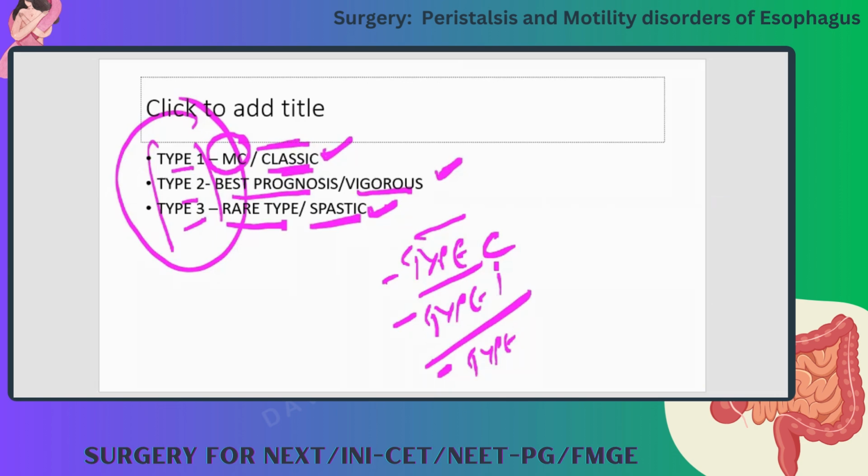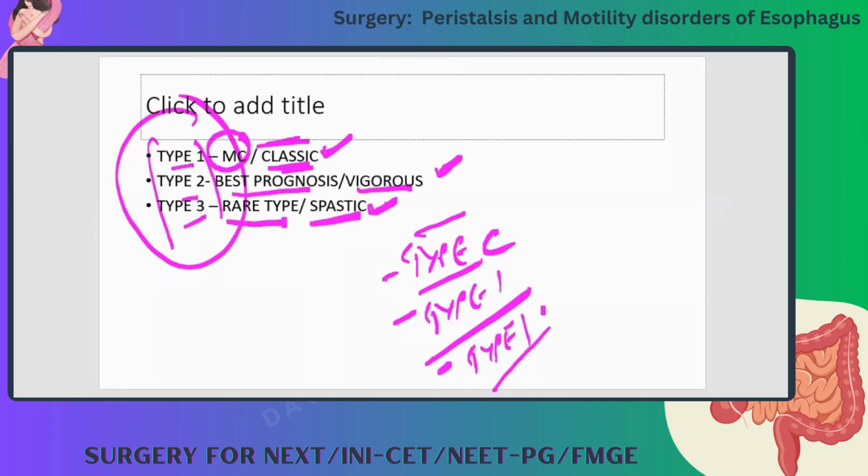Then what is the sign of posterior urethral valve? Just the sign I'm asking. Yeah, backflow will be there, that's all correct. But what is the sign I showed you? I showed you an ultrasound picture of something. Keyhole sign. Yeah, keyhole sign. There also type 1 is the most common. So tracheoesophageal fistula type C, posterior urethral valve type 1, achalasia type 1. Okay, remember.